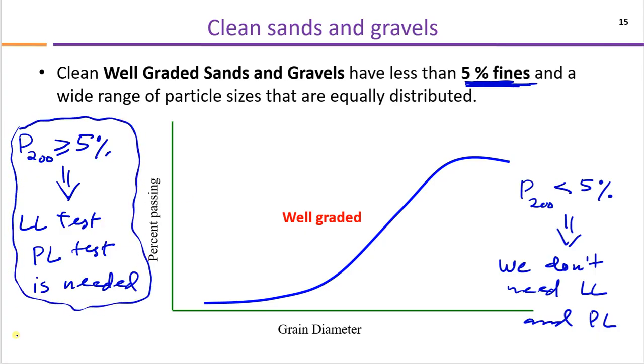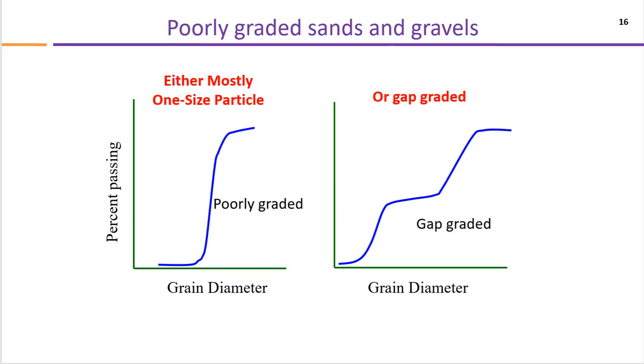Okay. So the second kind of gradation is called poorly graded. Poorly graded means they have mostly same size particles, one size particles, and whenever the curve is vertical, these particle sizes are missing. So if you look here, it's a gap graded. There are certain particle sizes which are missing.